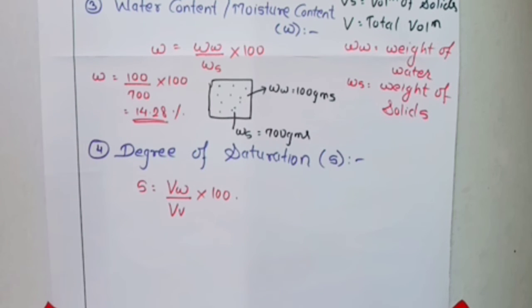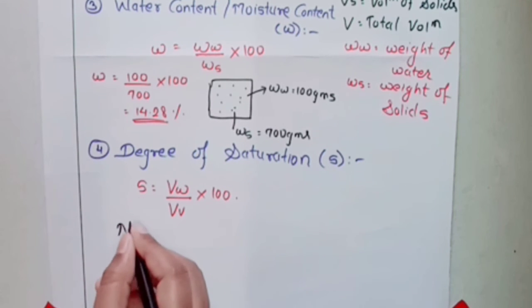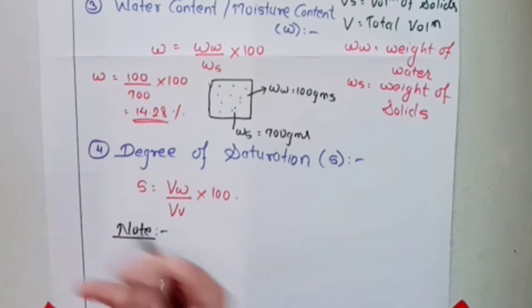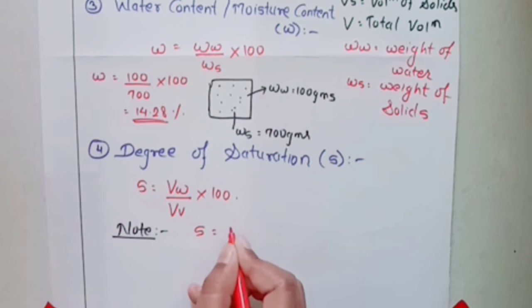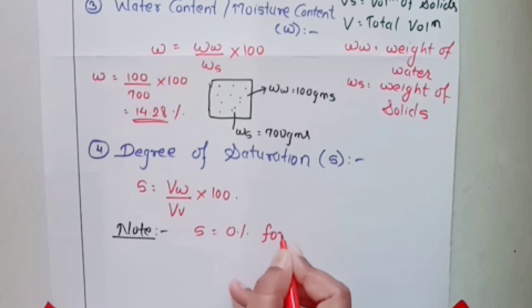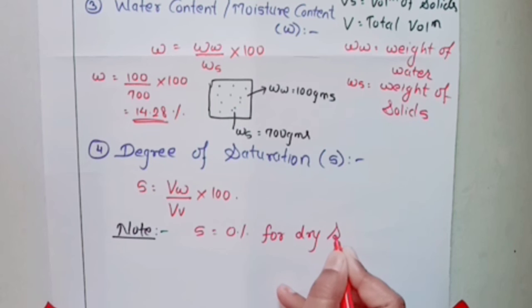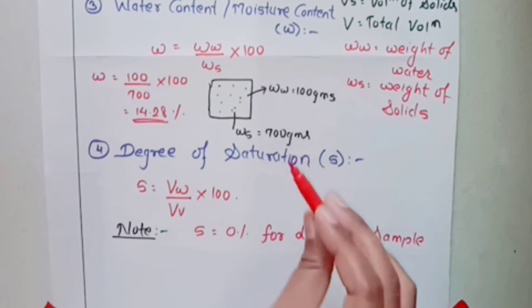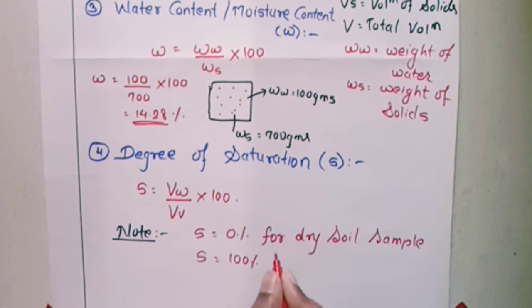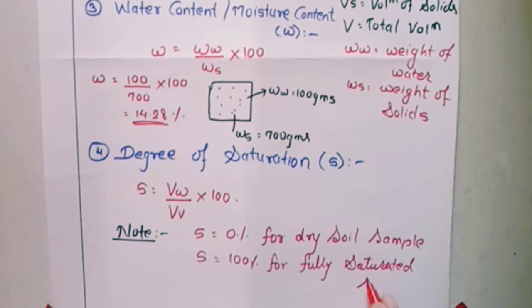And there is one thing to note: degree of saturation, S, is equal to 0% for a dry soil sample. Okay, because there is no water available in dry soil, that's why degree of saturation is 0%, and degree of saturation is 100% for fully saturated soil, because there is full water availability in the fully saturated soil, that's why it is 100% for fully saturated soil.